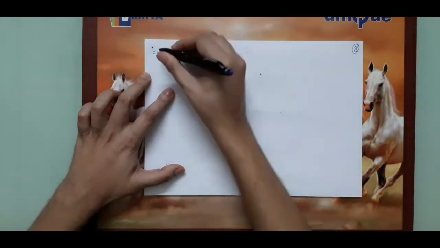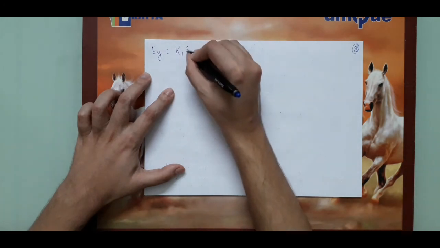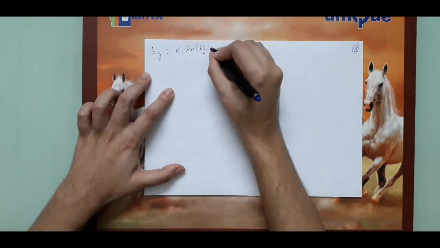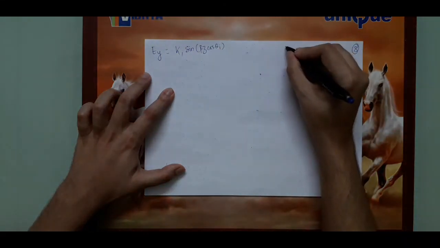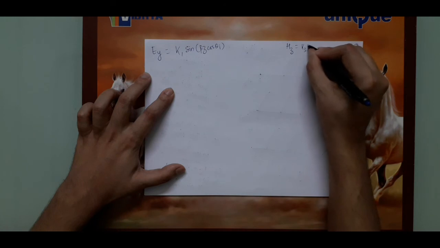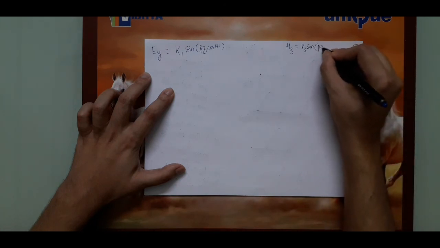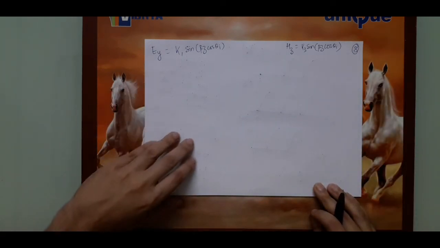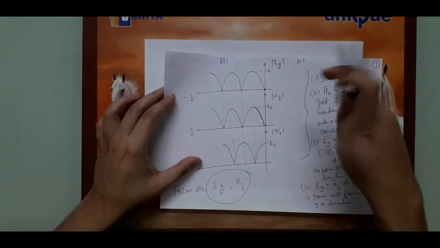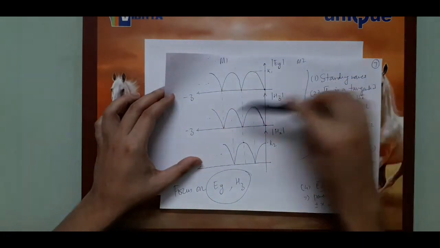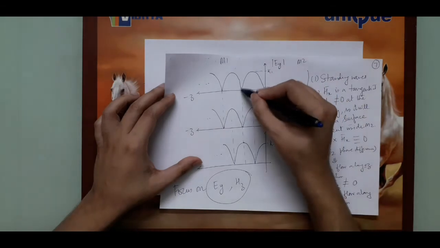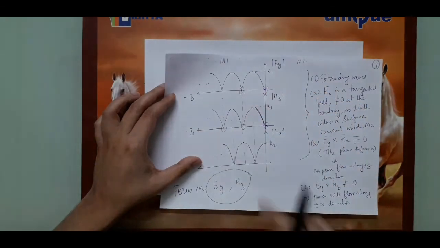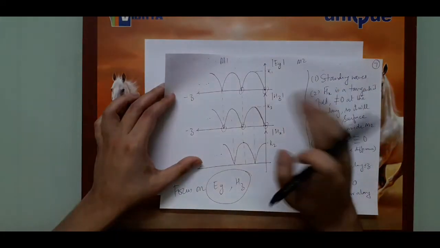So Ey, we had said, is equal to some k1 sine of beta z cos theta I, and Hz is some k3 sine beta z cos theta I. So what we are seeing is that the nature of Ey and Hz is such that as you move along the z axis away from the boundary, there are specific values of z where the fields are essentially becoming zero.